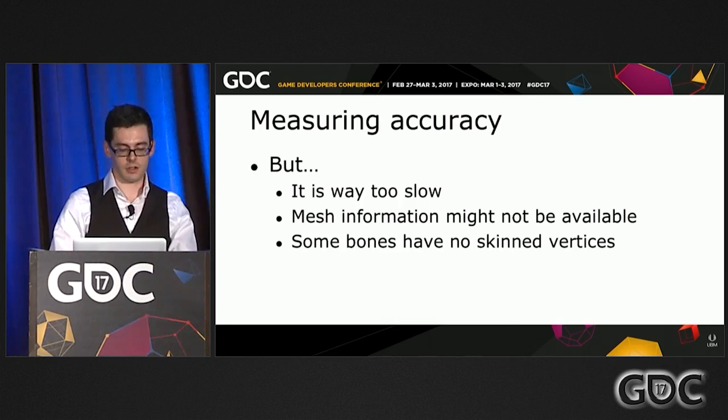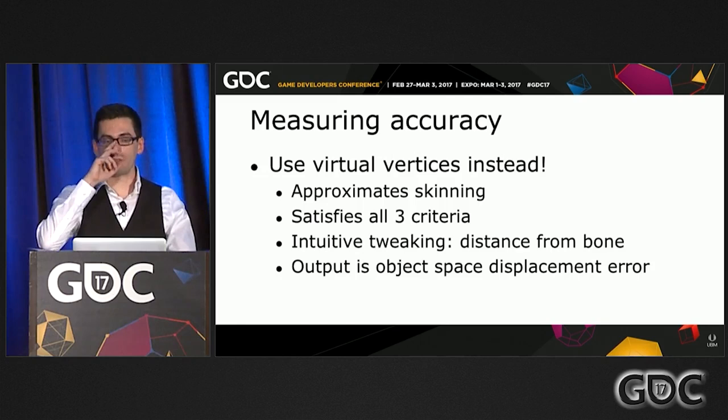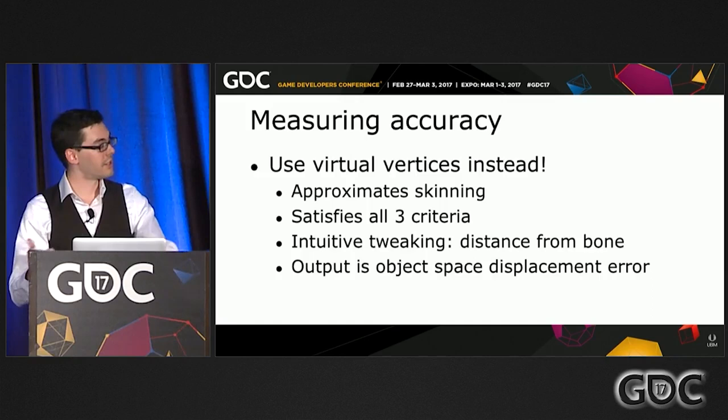So instead, we use virtual vertices. These allow us to approximate the skinning. They satisfy, of course, all three criteria by virtue of being the same process. And it's also very intuitive to tweak. It's simply the vertex distance from the bone. So we approximate the skinning with a uniform shell, if you will. And the output is, of course, an object space displacement like we want.